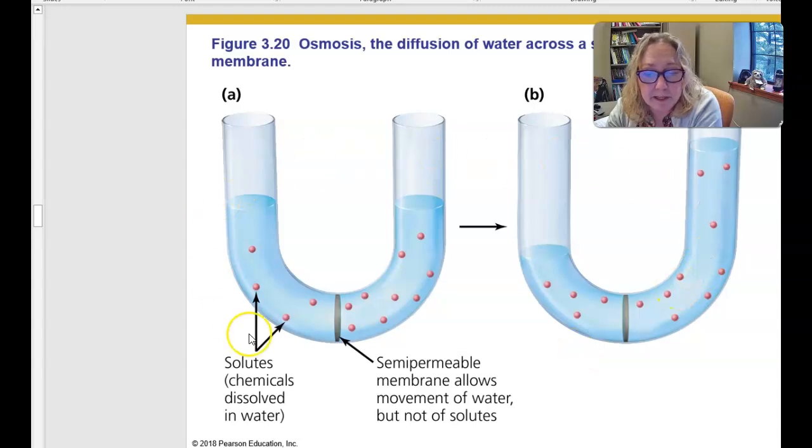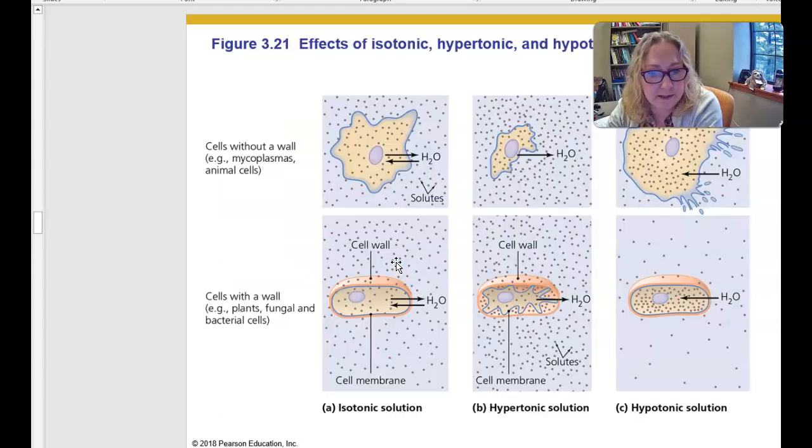If you remember this from any kind of intro bio class, this is the diffusion of water across the semi-permeable membrane. Okay, we have more over here. Where does the water want to go? The water wants to dilute this, right? So water is going to rush over here to try and dilute it. Do you remember this? Yes?